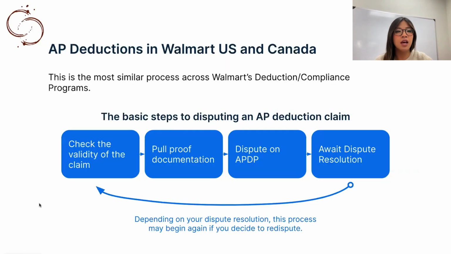So, AP deductions comparison, kind of what we talked about earlier. The deductions process for Walmart U.S. and Canada is very similar. You'll get a deduction that comes across through APIS, which is one of the applications in Retail Link. From a supplier's perspective, your job is to check the validity of the claim, pull any proof documentation, be it a shipping document or an invoice or whatever that is, dispute it on APDP, and then wait for the dispute resolution. Walmart will review, and if they agree with your dispute and go, oh yeah, we should have paid you for that, they'll pay you back. If they don't agree, they'll either deny it or ask for more information. If you get a denial and you want to redispute, you start from the beginning, figure out why they denied it, get the proof, and continue that process.